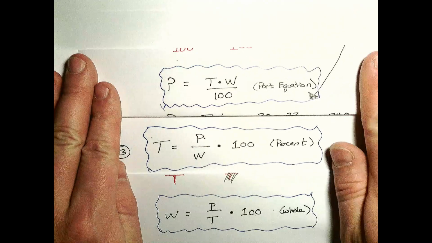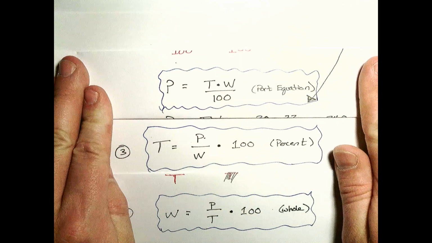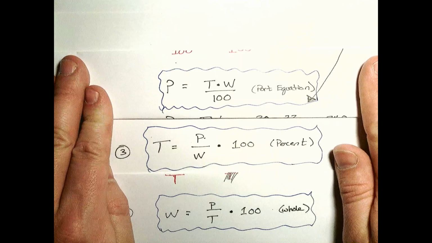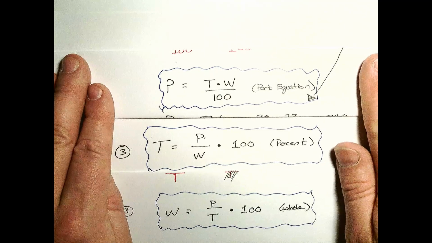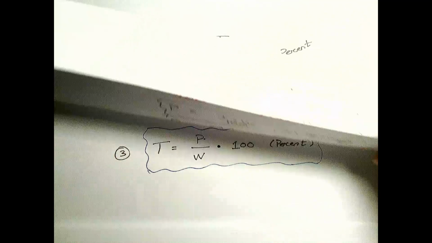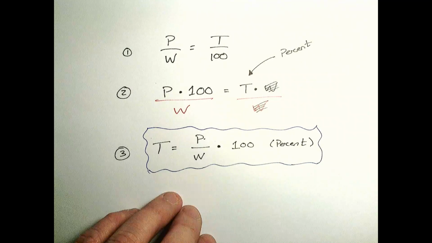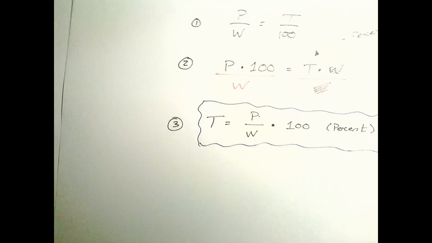All right, so there's your three equations. P equals, T equals, W equals. I'm going to go ahead and put them all on one page for you, and then we're going to try a couple of problems. And I'm not going to tell you whether I'm giving you or I want you to find part, whole, or percent. That's why you need a toolbox.